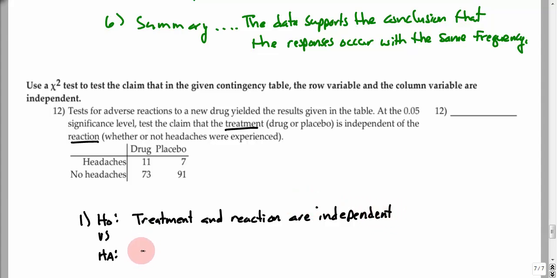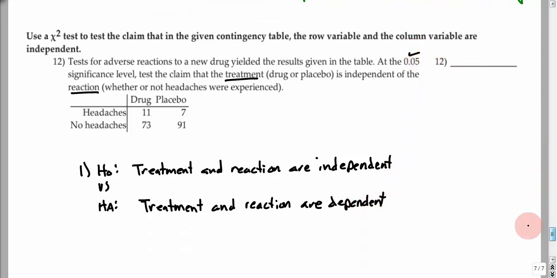So the alternative would be that treatment and reaction are dependent. So that's the big difference here. The level of significance is 0.05. So my second step here would be alpha equal 0.05.